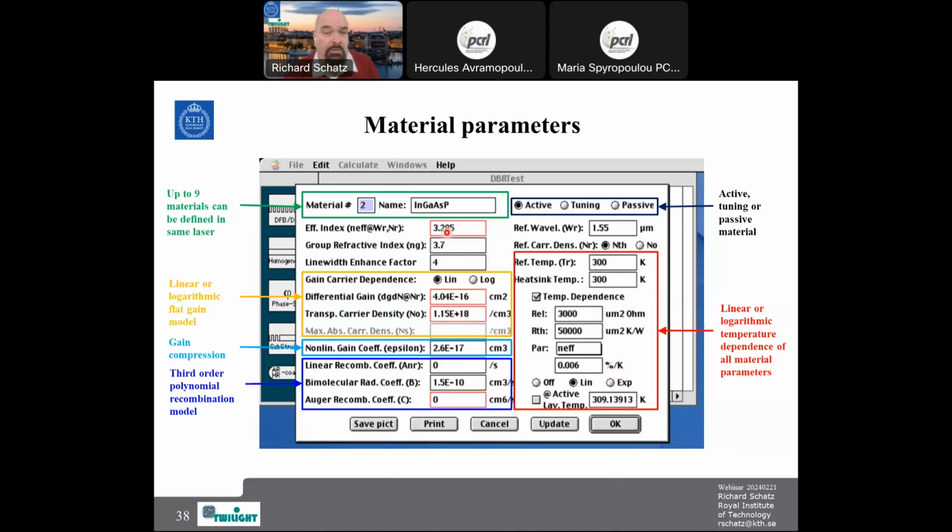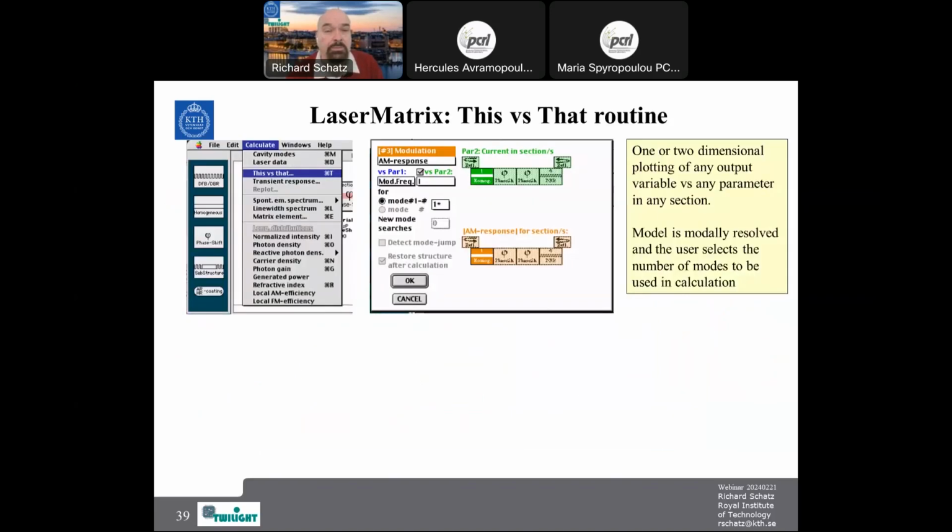By default, the parameters that I made thermally dependent are the effective index here, which increases with temperature, the differential gain, which reduces with temperature, the transparency carrier density, which increases with temperature, and the shear recombination, which increases with temperature. And here you also put in the electrical resistance and thermal resistance for a very simple thermal model, so you can get the temperature of this section. Different sections can have different materials in your laser, and they can also have different heat sink temperatures, so it's possible to adjust that separately.